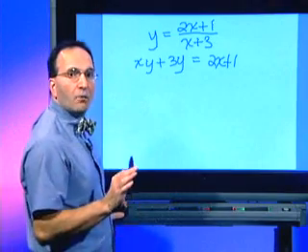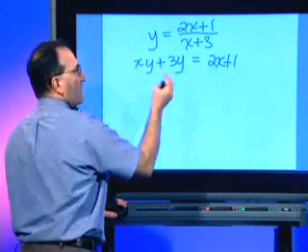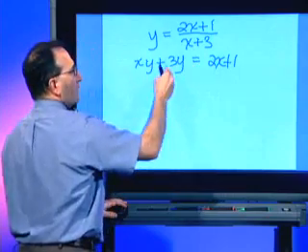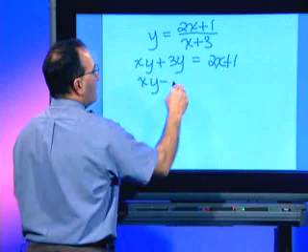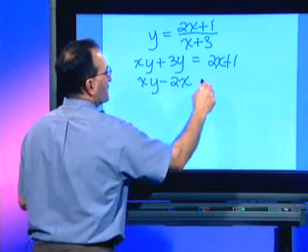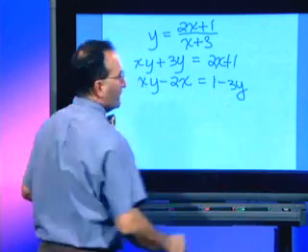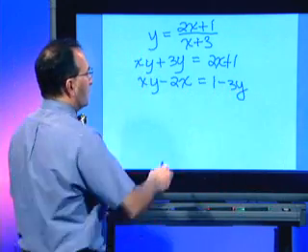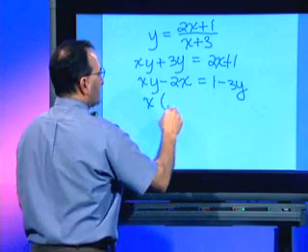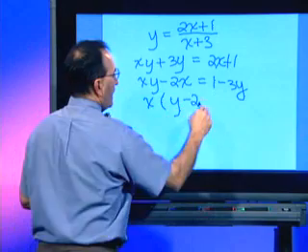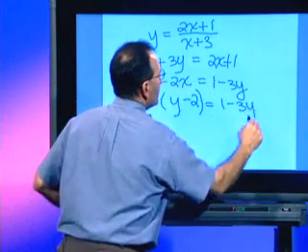And now what I want to do is get all of the terms that have x's on one side. So I need to bring the 2x over, and let's bring the 3y over here. So we get xy minus 2x equals 1 minus 3y. And now what I need to do is factor out the x, which would give me x times the quantity y minus 2 equals 1 minus 3y.